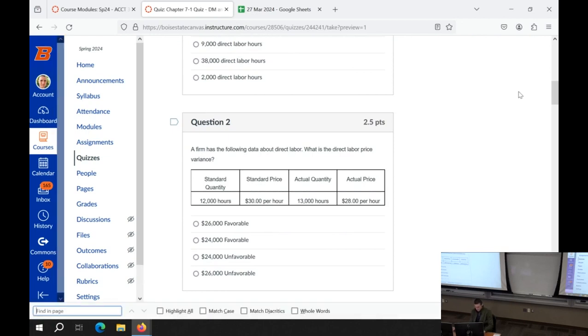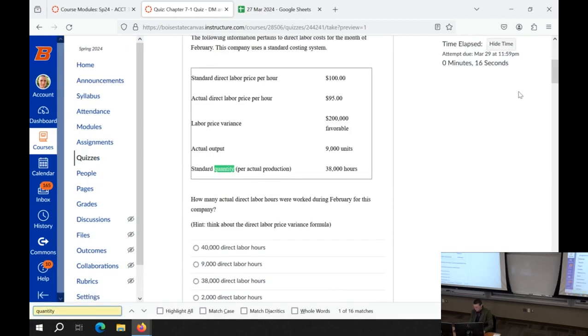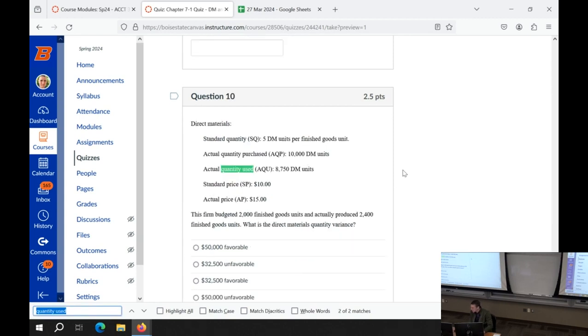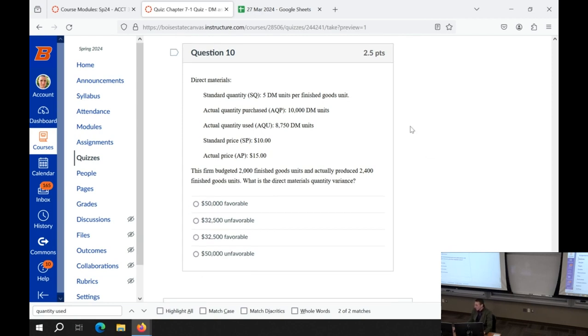Let's see if I can get, so this is a version of this kind of question, but it's asking for price variance. Yeah, let's go see if we can find something else. So this is asking for quantity variance. This is kind of like the question, a version in the ballpark with different numbers. Okay. Well, let's give this a shot, and just see where we're at.